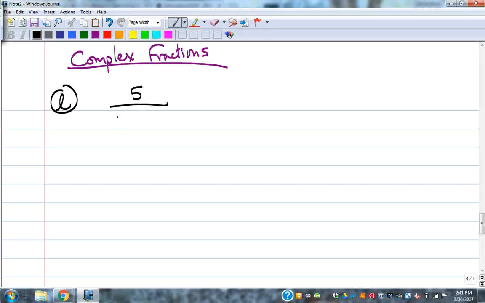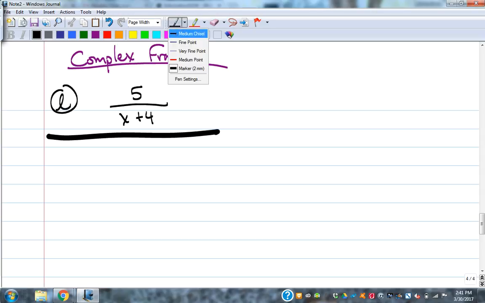So let's start with 5 over x plus 4 over, and I'm going to use a larger marker here. There's the big fraction bar. So that's the numerator, that fraction. The denominator is 1 over x plus 4 plus 2 over x.